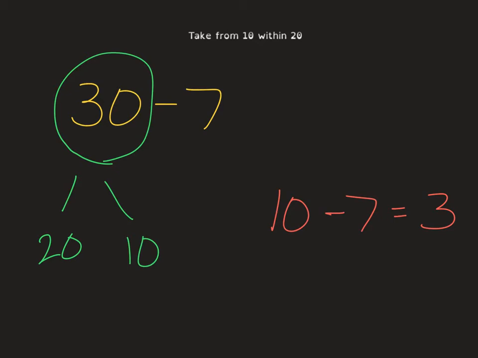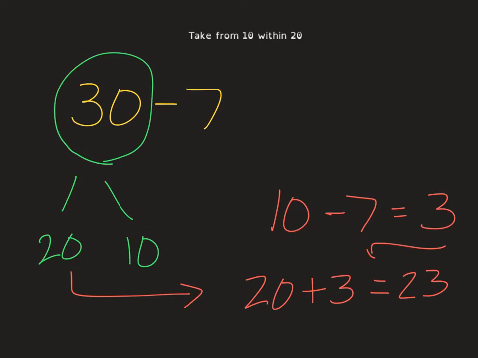Once we've done that, we have to then take our remaining numbers, which are 20 and 3. And we add those together. We add our remaining numbers. 20 plus 3 equals 23. And that's a quick and easy example.